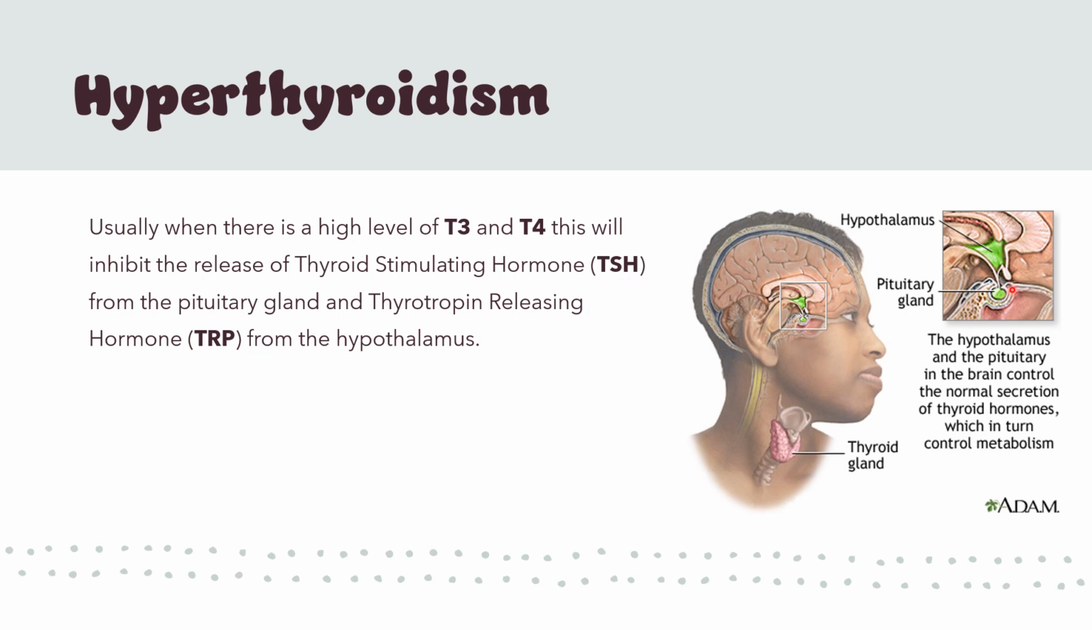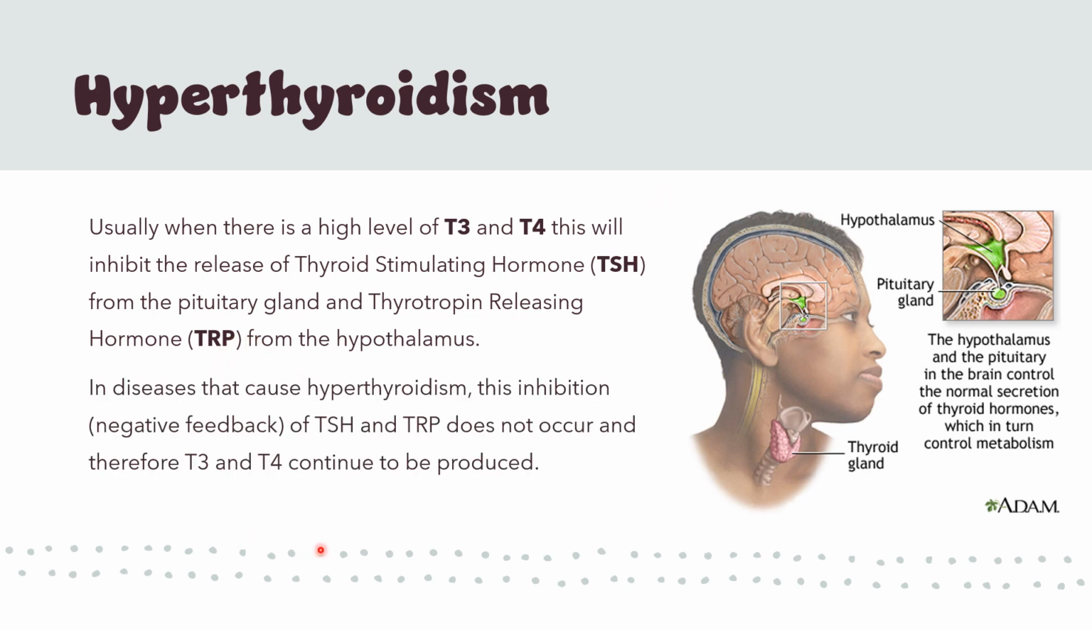And this hormone is released from the pituitary gland, which is in your brain. T3 and T4 in high levels will also inhibit the release of thyrotropin releasing hormone, so TRH, from the hypothalamus, which is also in your brain. So T3 and T4 inhibit the release of TSH from the pituitary gland and TRH from the hypothalamus. In diseases that cause hyperthyroidism, so an overactive thyroid gland, this inhibition, so that negative feedback of TSH and TRH, does not occur. And therefore T3 and T4 continue to be produced. And homeostasis of those hormone levels is not maintained.